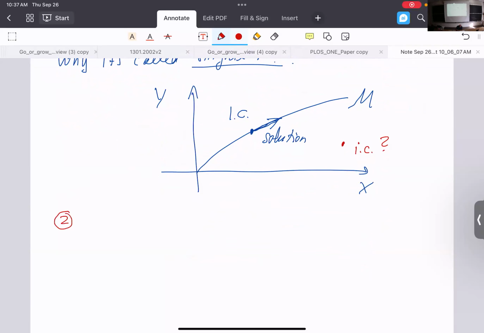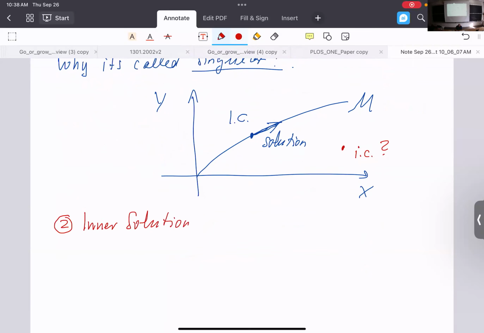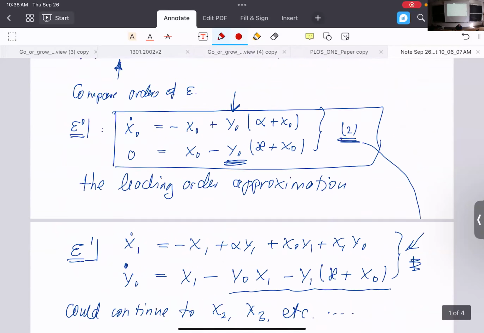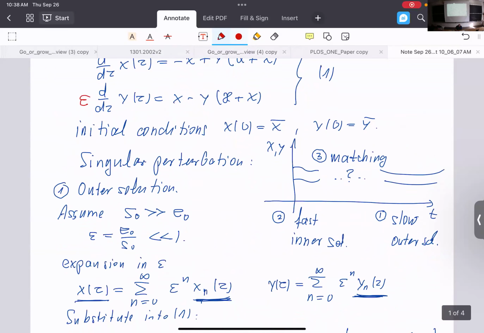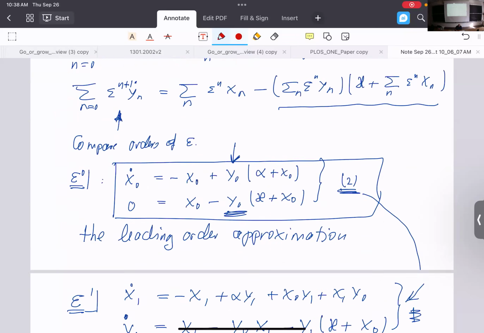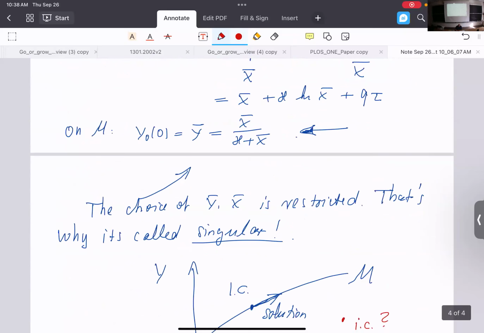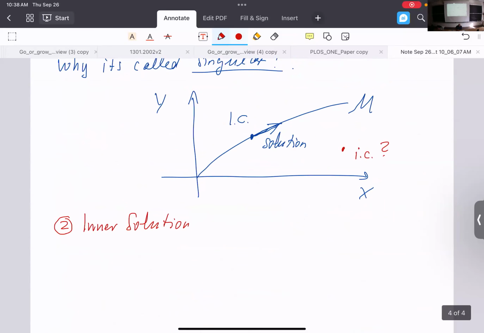Maybe I keep the different color. And now the inner solution. Let me remind you of my initial picture here. Okay, so now we have the outer solution. We are sitting on this slow manifold, etc. What I'm now looking at is the inner solution. Essentially, how do we get there? And that corresponds to initial conditions which are not on M. Okay. So we rescale time.